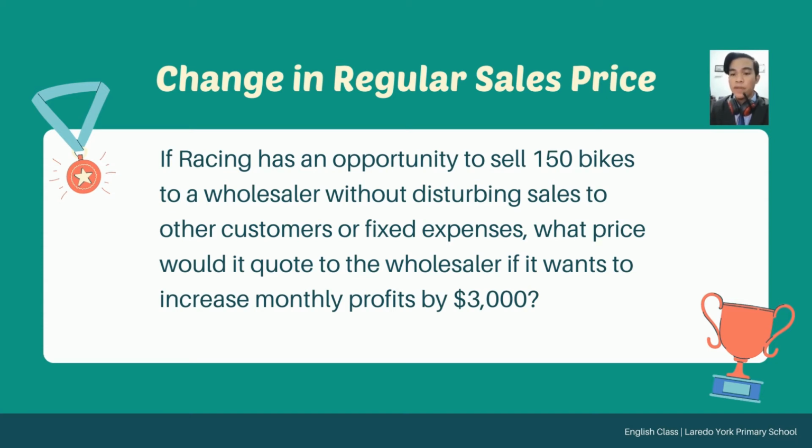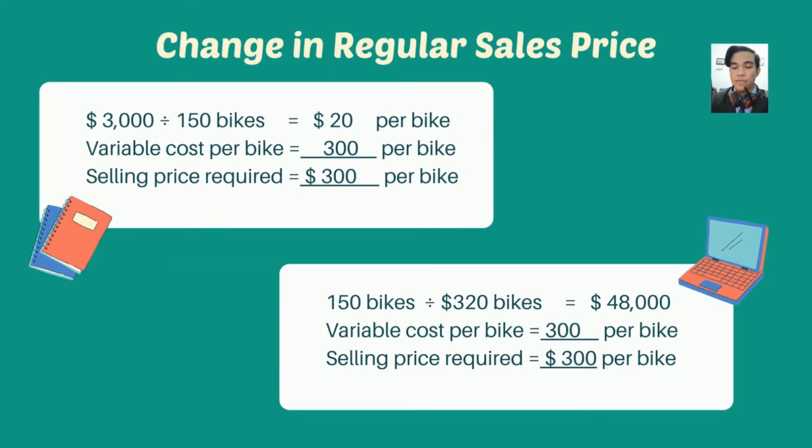So, suppose RBC has a one-time opportunity to sell 150 bikes to a wholesaler. There would be no change in the cost structure as a result of this change. Racing wants the one-time sale to produce a profit of $3,000. What selling price should RBC quote to the wholesaler? So let's look at the next slide.